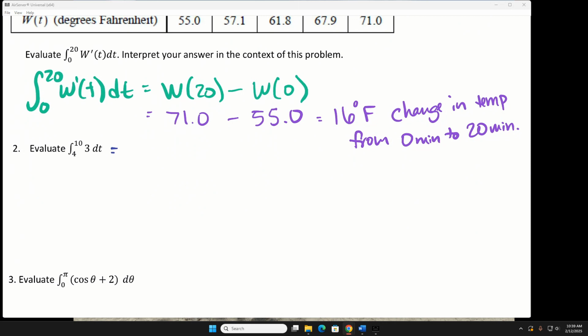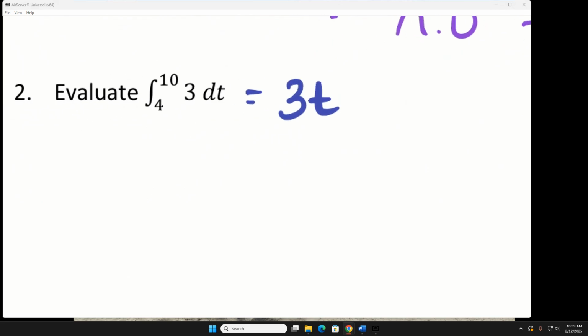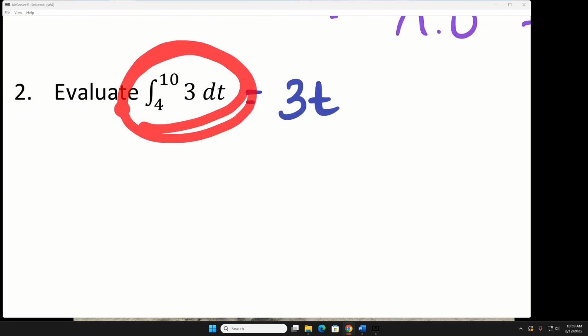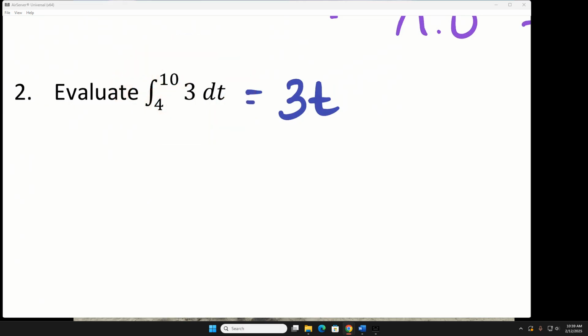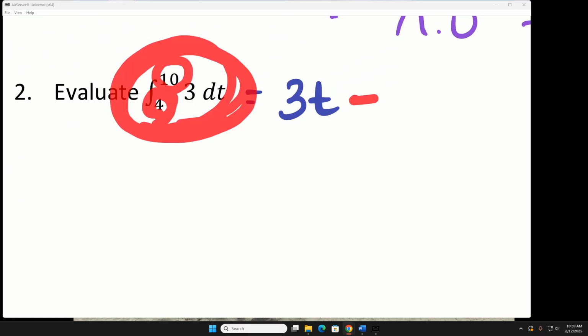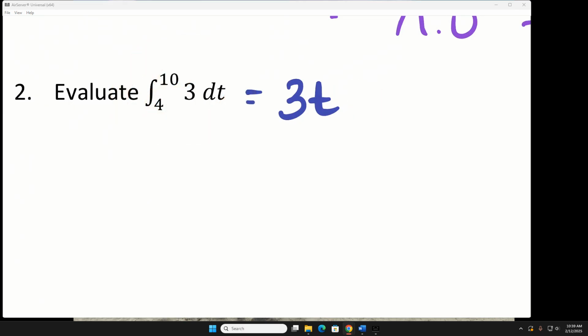It's not x, so you're close. 3t. Now, what is the difference between what we're doing today, the way this looks, and what we did yesterday? These guys, right? The upper and lower limits. We were doing indefinite integrals yesterday. And what would we have to do after the 3t? A plus c. On definite integrals where you have upper and lower limits, you don't do that.